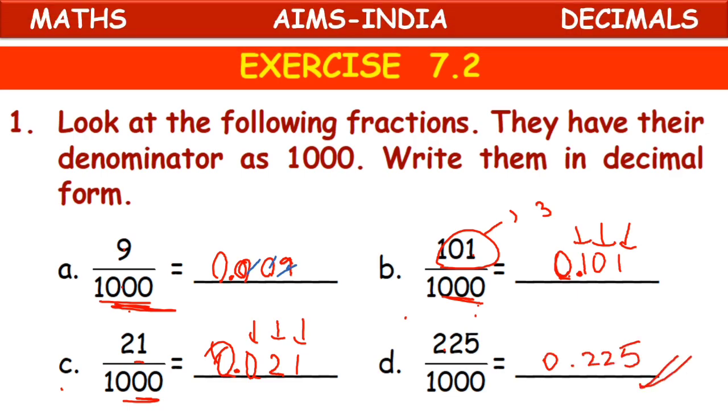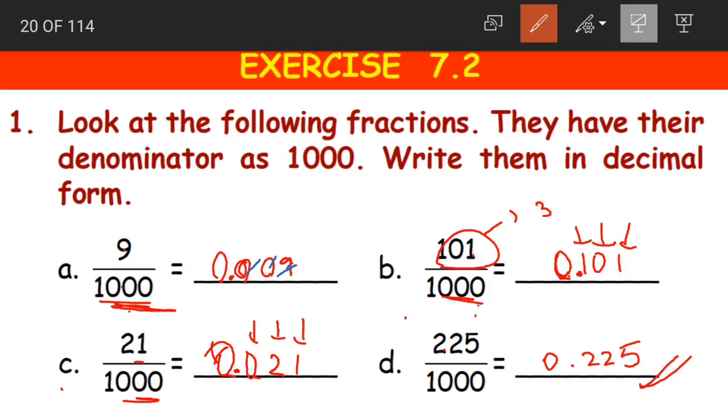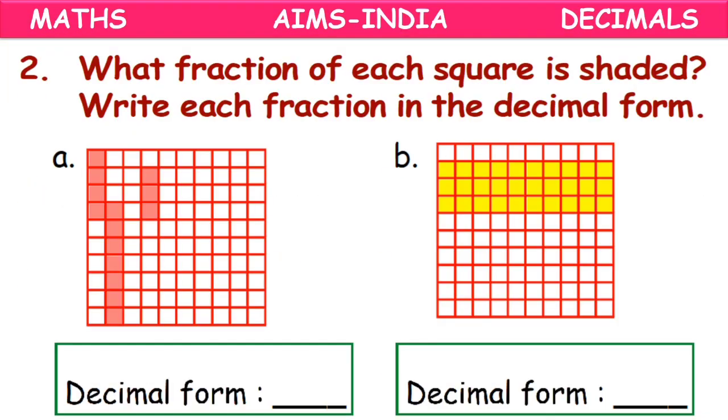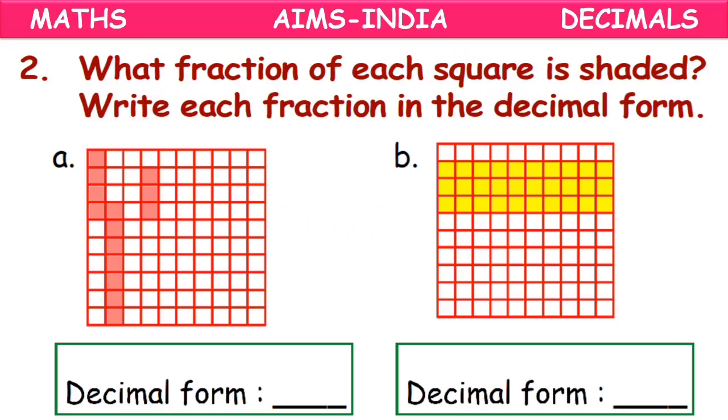0.225. Yes, so this is how we convert a fraction into a decimal number, where the denominator is a friendly denominator. That means it is either 10, 100, 1000, 10,000 or so on. Here we are having a few more problems. You can try solving these at home, children.